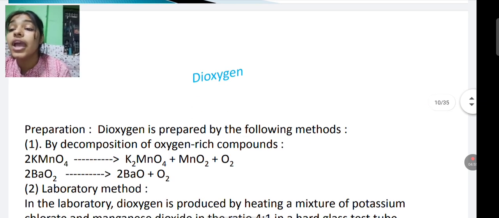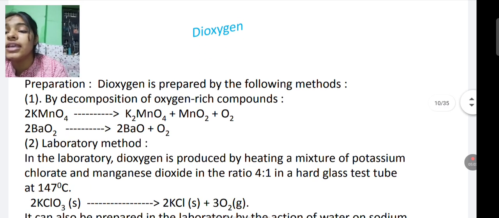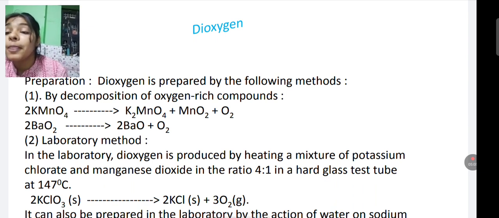Now we discuss dioxygen. Preparation of dioxygen. Dioxygen is prepared in the following way. Firstly, we can see by decomposition of oxygen rich compound, 2KMnO4. When it is decomposed, it gives K2MnO4 plus MnO2 plus O2, here we get oxygen.